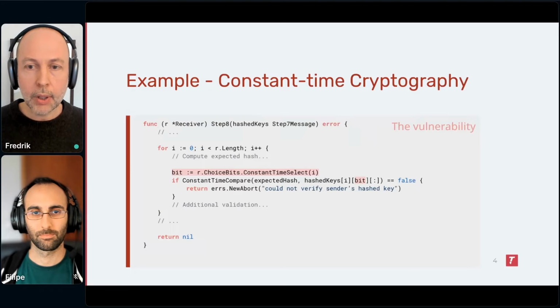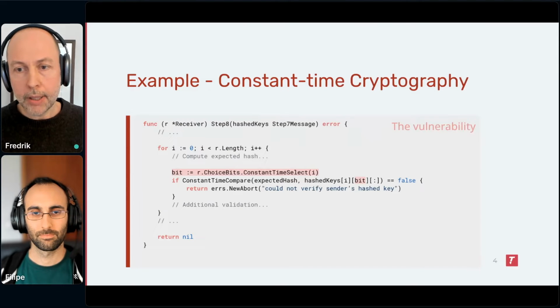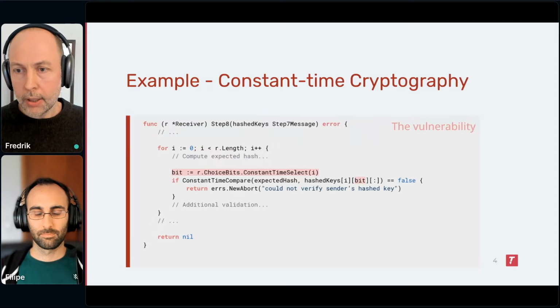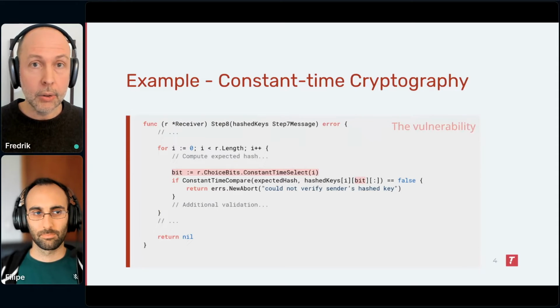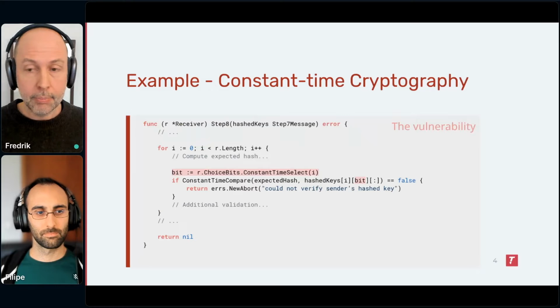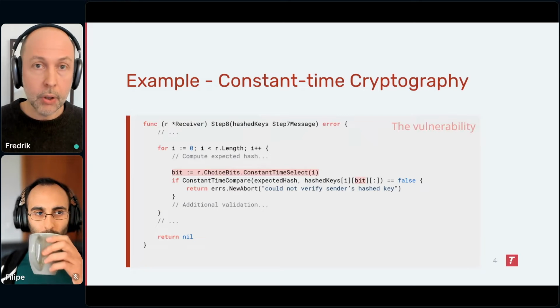So here we have a part of a function where the implementation gets a single bit using this function constant time select, and then it uses that bit to index into this array called hash keys. And since this bit is actually a secret value, the sort of secret for this participant of the protocol, this is not very good, right? So we want to avoid that.